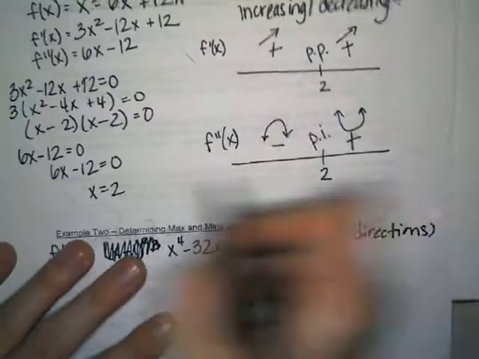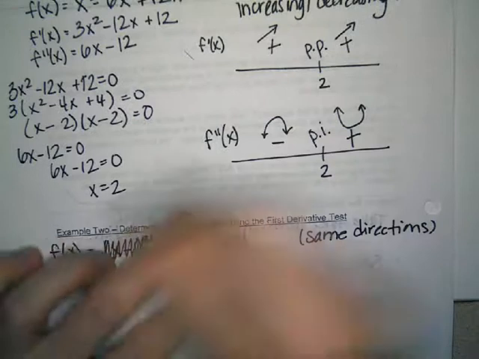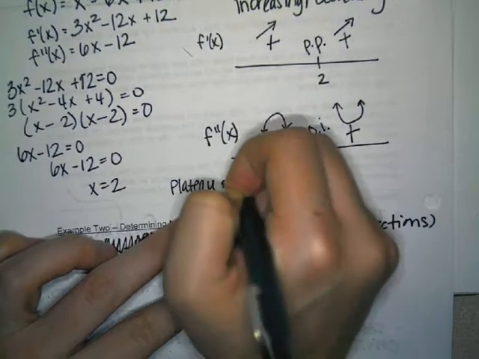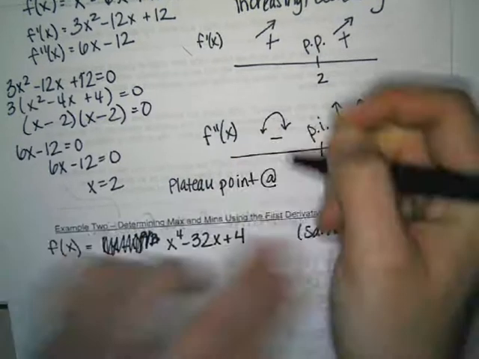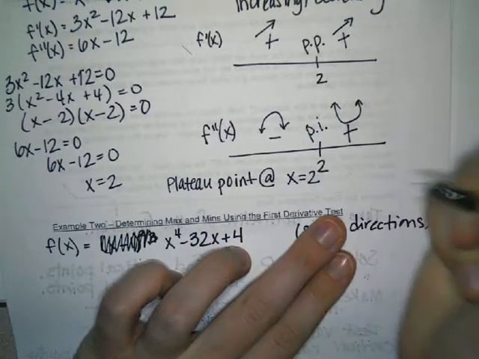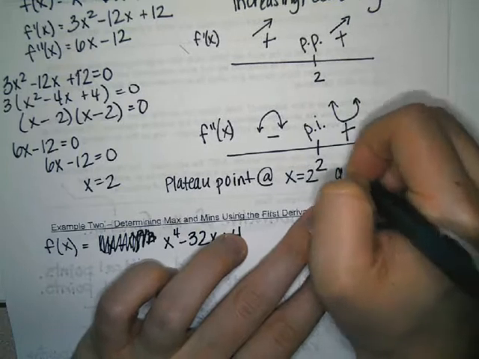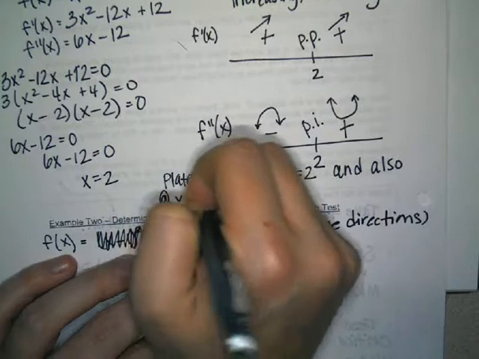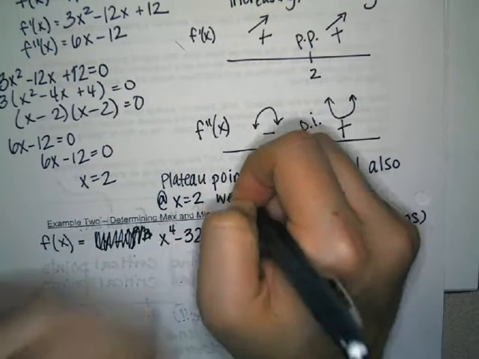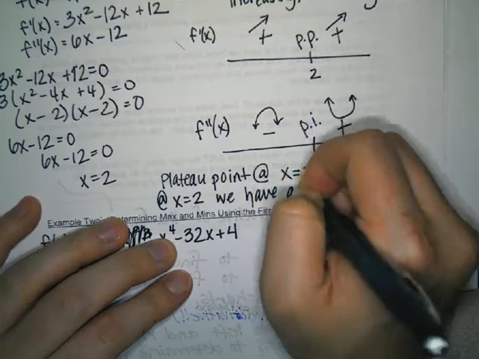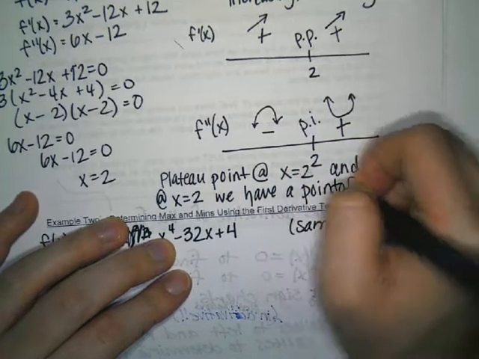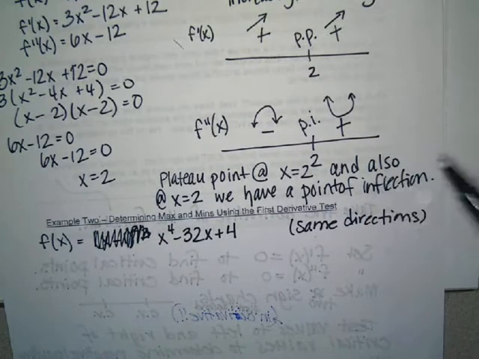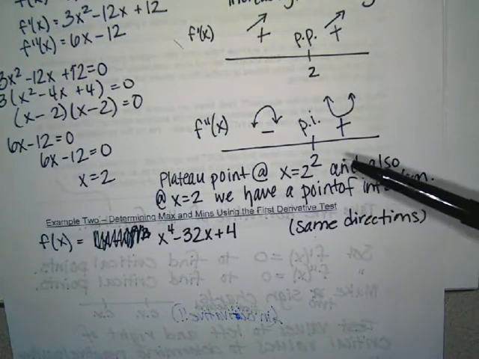So we need to kind of write a statement here, or give more information. We'd have a plateau point at x equals 2, and also at x equals 2, we have a point of inflection. Okay, so both those things are true at 2 based on this.